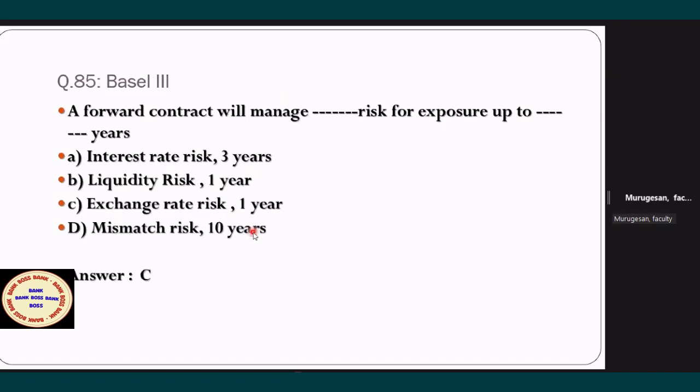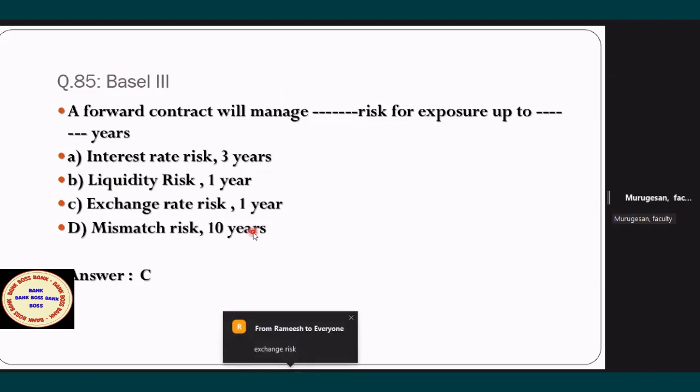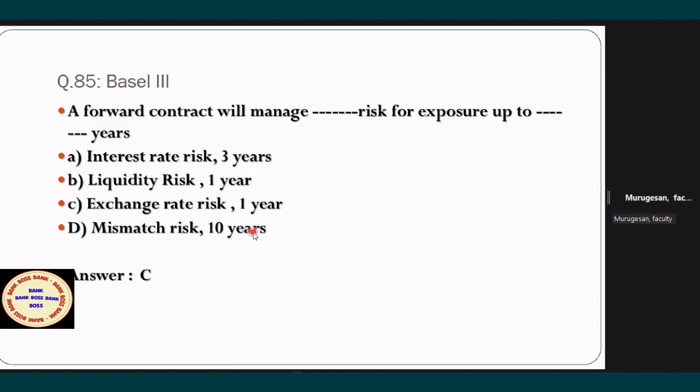I think all of you are aware of the forward contract. A forward contract is again a hedging product, one of the very important derivative products. It will manage only exchange rate risk, sorry, not interest rate. And again, up to a tenure of 1 year only, 1 year from today. That is the beauty of a forward contract.